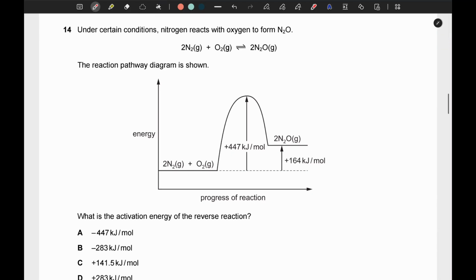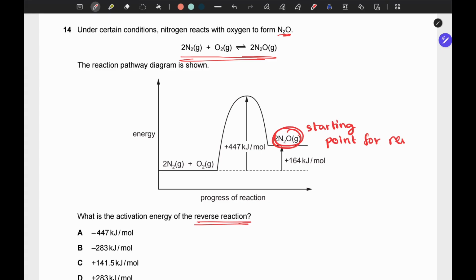Moving on to question number 14. Under certain conditions, nitrogen reacts with oxygen to form N2O. Again, the reaction is given. It's an equilibrium reaction. What is the activation energy of the reverse reaction? So whenever it's the reverse reaction, the products are now the starting point. Again, activation energy would be calculated from the starting point to the peak. So the height that we are looking for is this red arrow.